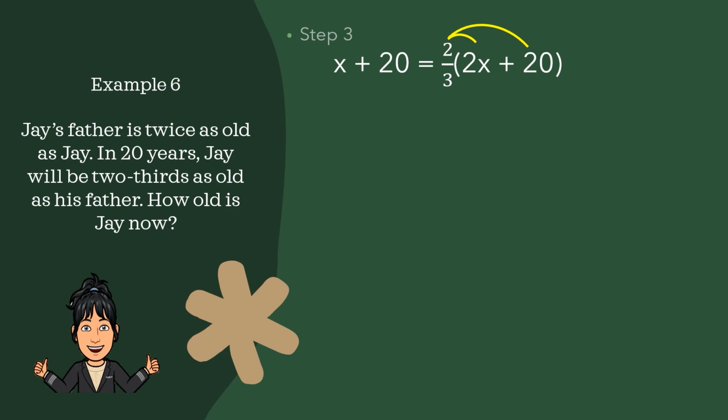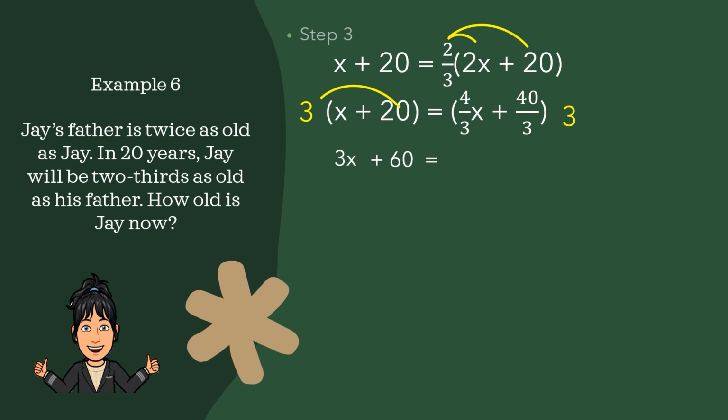Distribute 2/3 to 2x plus 20, we have 2/3 times 2x is 4/3x, and 2/3 times 20 is 40/3. The LCD of the equation is 3, so we have to multiply 3 both sides of the equation. We have now 3 times x is 3x, and 3 times 20 is positive 60. 3 times 4/3 is 4x, plus 3 times 40/3 is positive 40.